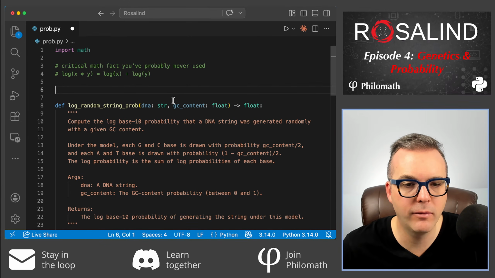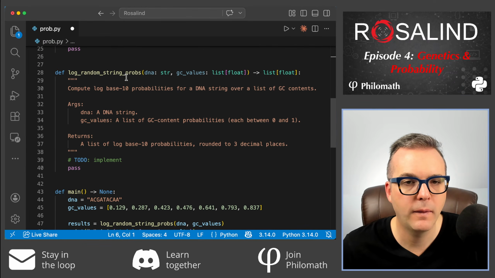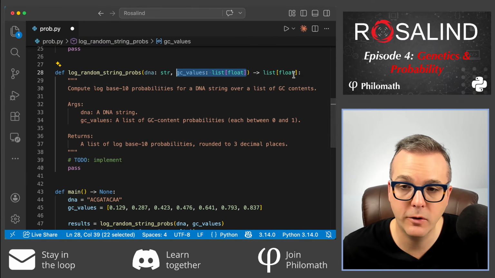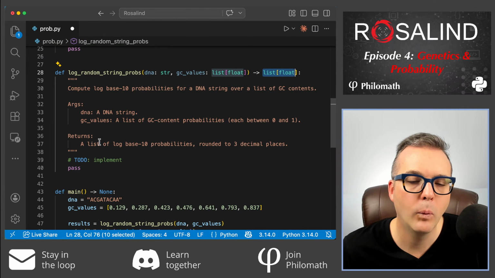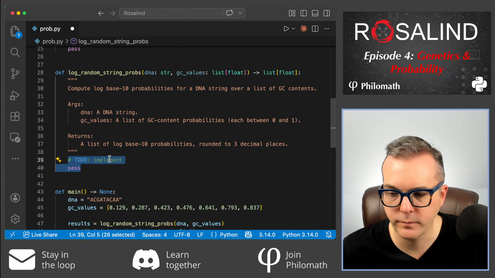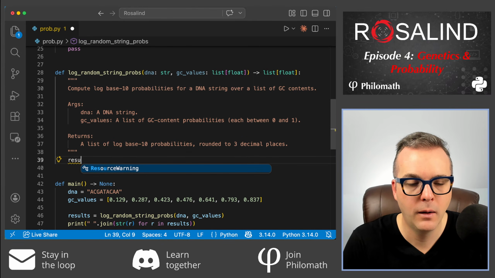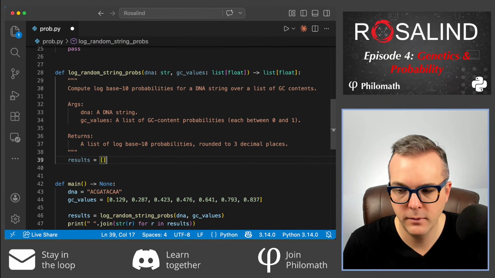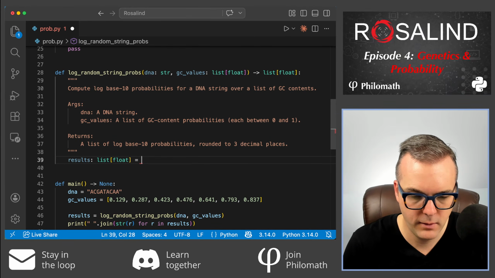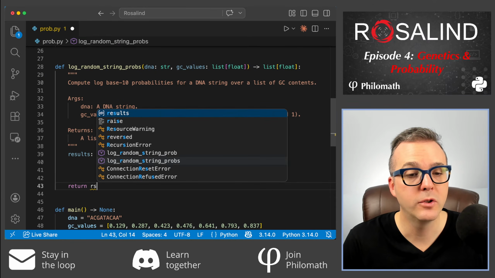So I'm going to have a higher level function that's going to take a DNA string, and it's going to take this list of GC content values, and it's going to produce a list of floats where it's the probability that if you have this current GC value, it will produce this string as a random string. But I'm going to also take the logarithm. So to implement this, I'm going to have my result list, and it's a list of floats, so I could be more precise about the type here. And that's what I'm going to return.